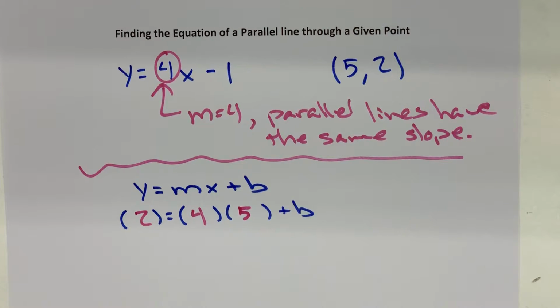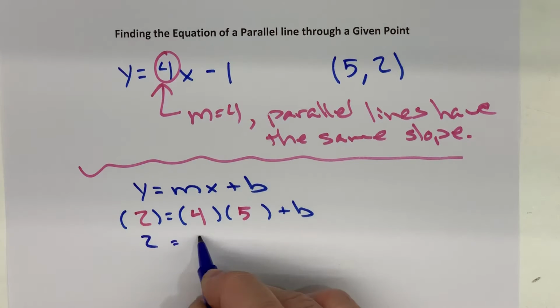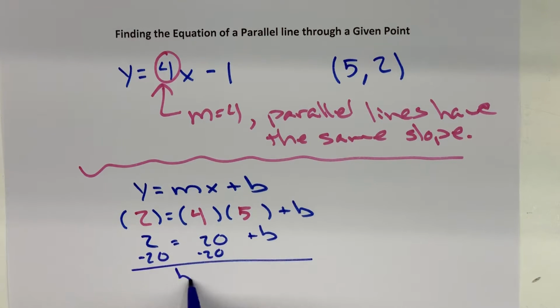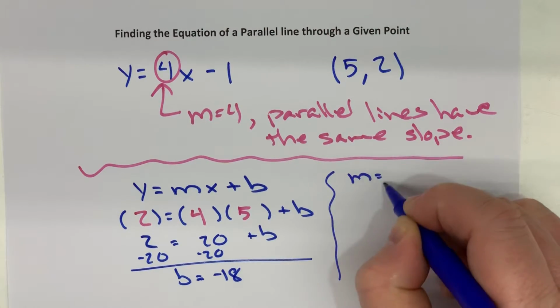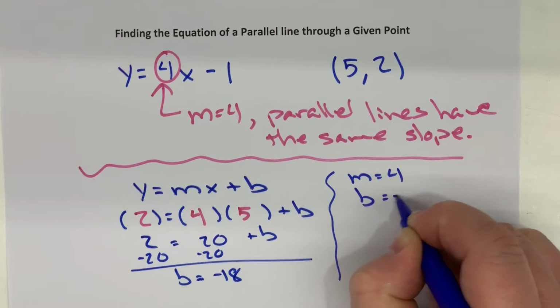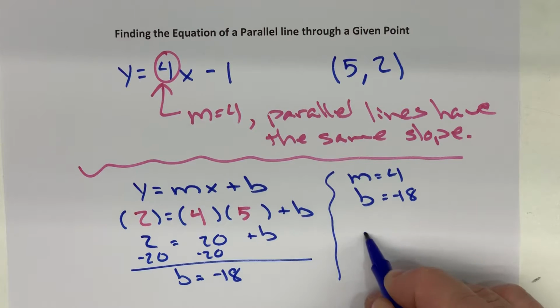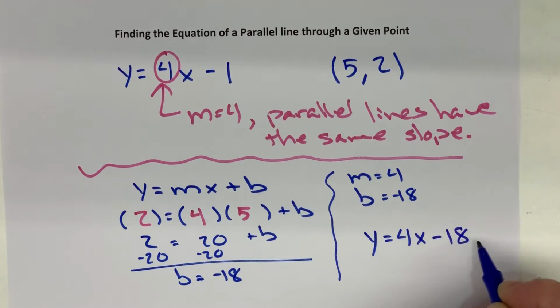And I'm going to go ahead and solve for b. So 2 equals 20 plus b, minus 20, minus 20. You get b equals negative 18. Now all I have to do is put it together. For this new line, I know m equals 4, and I know b equals negative 18. That's all that's needed to make the equation of the new line. So I have y equals 4x minus 18.